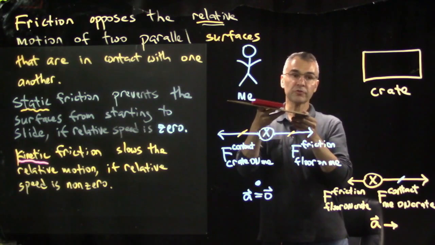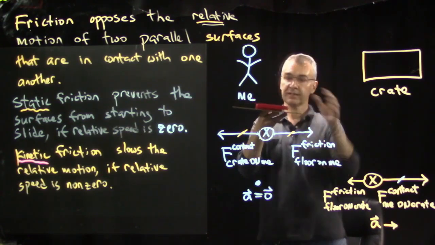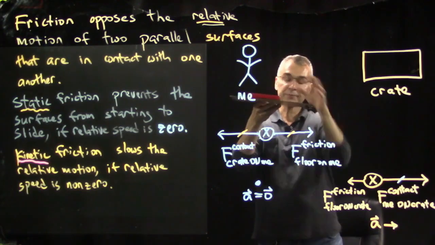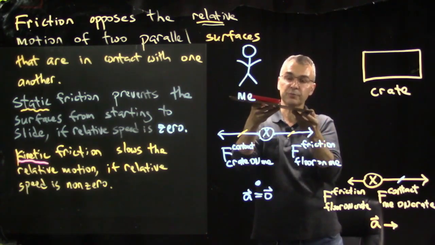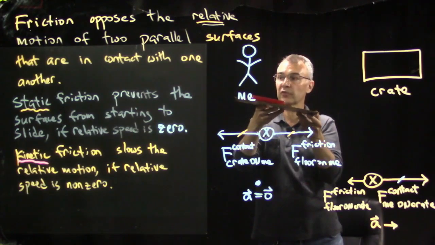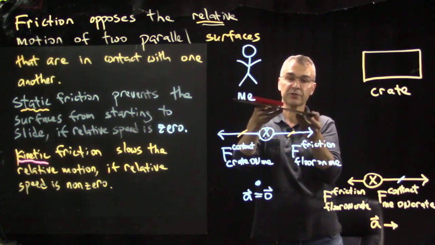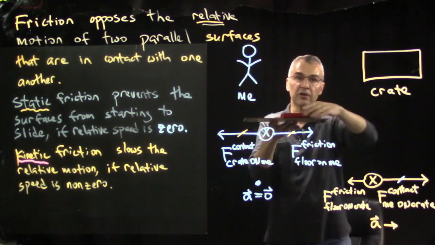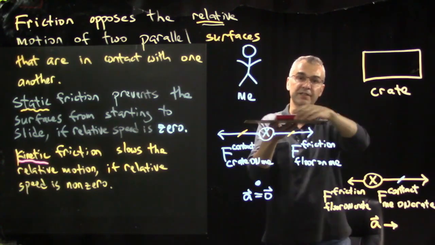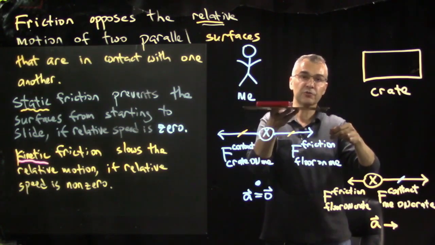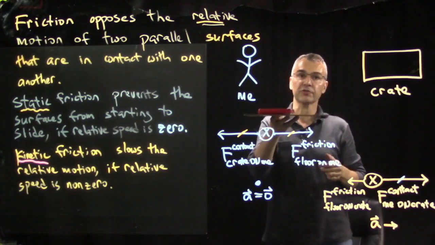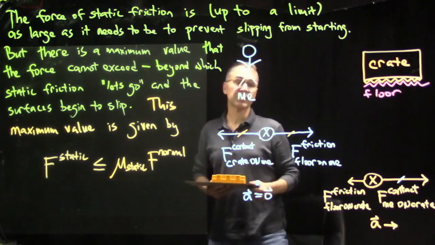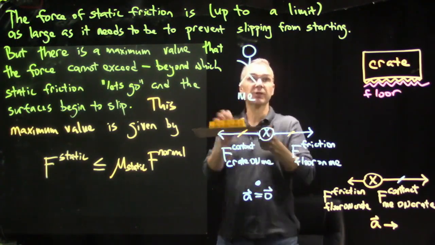So we have these two surfaces in contact with one another, and the surfaces are parallel to each other. If the relative speed of the two objects is zero, then static friction does whatever it can to prevent the surfaces from starting to slide with respect to one another, although there's some limit after which it is no longer able to do that. Meanwhile, if the surfaces are already moving with respect to one another, then kinetic friction does what it can to slow that relative motion. So the force of static friction is, up to some limit, as large as it needs to be to prevent the two surfaces from starting to slip relative to one another.